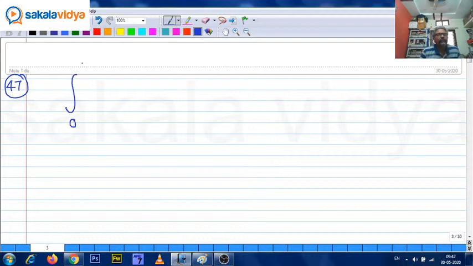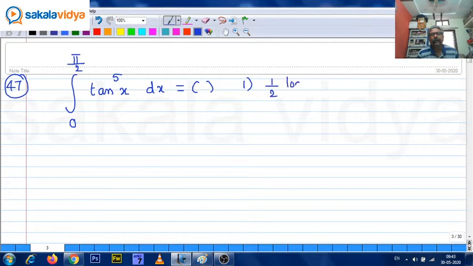Integral 0 to pi by 2, tan x to the power of 5 dx equals to. First option: 1 by 2 log 2 plus 1 by 4. Second option: 1 by 2 log 2 minus 1 by 4.